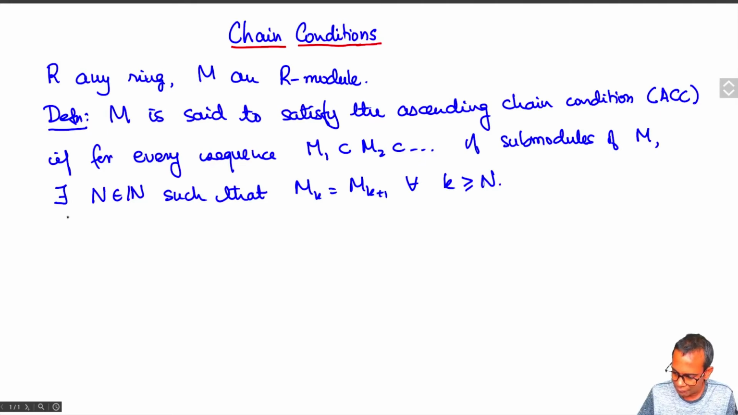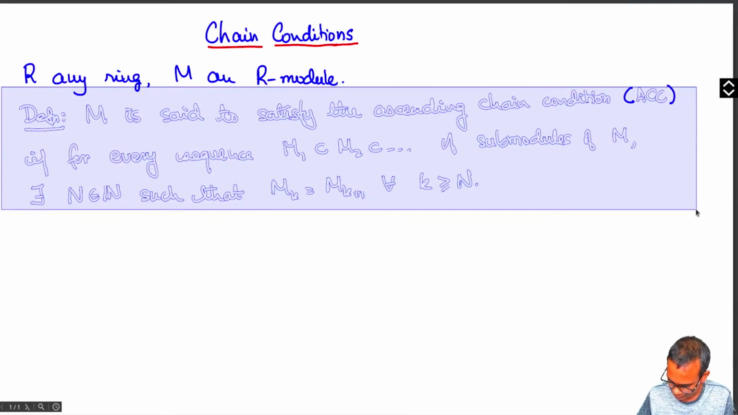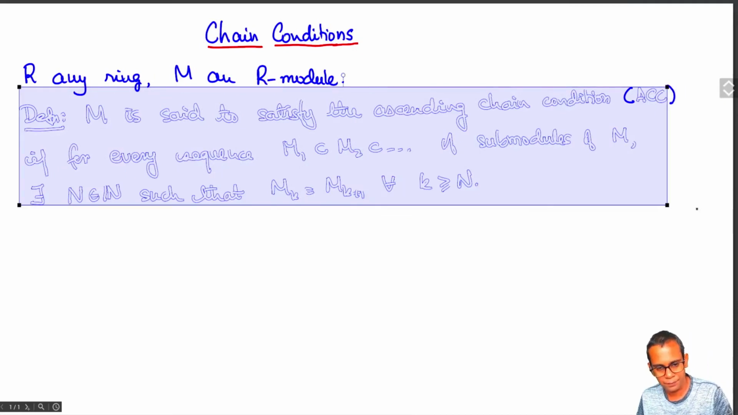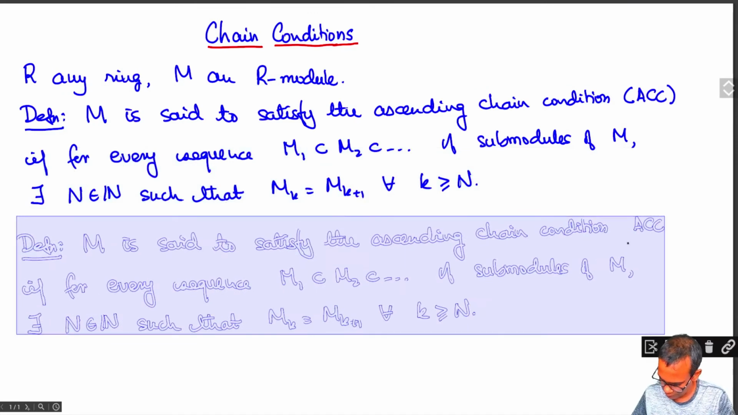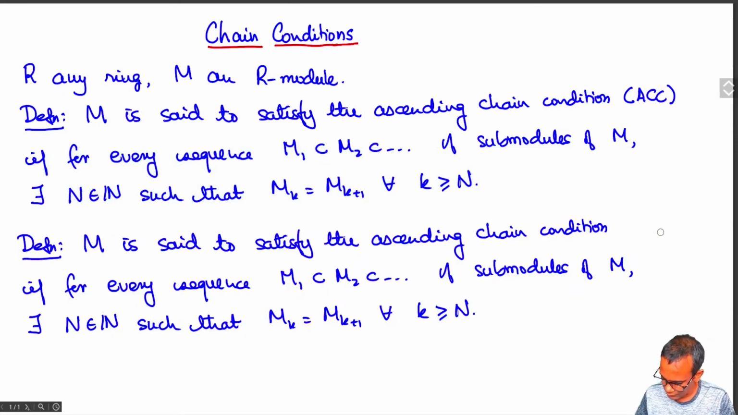And similarly, we have the descending chain condition, which is defined in a very analogous manner. So we'll define the DCC or descending chain condition. And here we just reverse the containment. So these are two conditions. Together we'll see that they will ensure that the module M will have a Jordan-Holder series. Let's look at some examples.